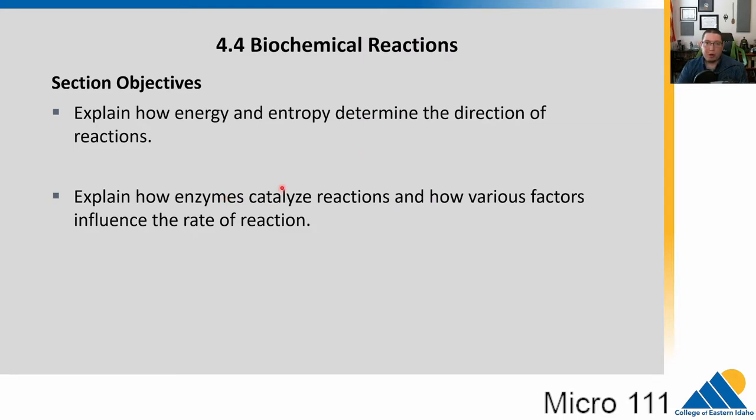In chapter 4.4, we're going to talk about biochemical reactions. We're not going to go too deep into it, but we do need some basic idea of how energy and this process called entropy determine how chemical reactions are going to occur, what direction they're going to go in. Then we'll talk about these things called enzymes, which are a special type of protein that are going to do something called catalyzing a reaction. And that's going to influence how quickly reactions can occur.